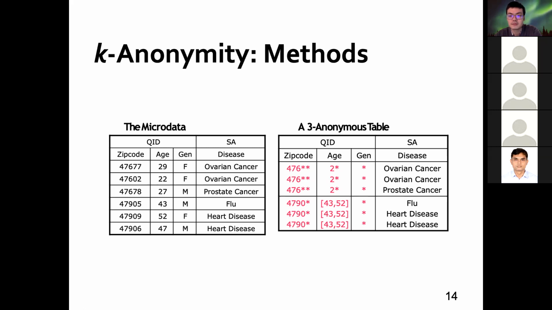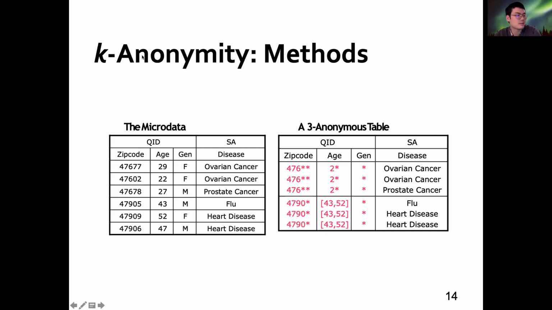Is the 3 anonymous the same as saying K is 4? No, 3 anonymous, K is 3. K is the K in K-anonymity. So basically, if you go back to our definition earlier, let me see.